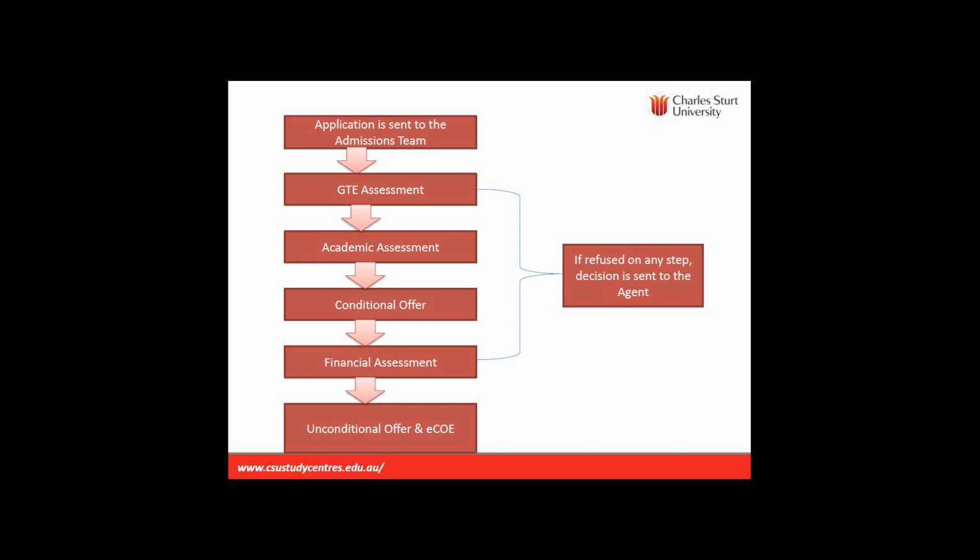Then it comes to academic assessment. The admission team will look into the GPA and the IELTS or TOEFL score, to estimate the academic level of a candidate. Once it's done, then it comes to the conditional offer stage. GTE is fine, the student is approved, academic assessment is done, and then the admission team issues the conditional offer. The student will get the conditional offer, the congratulation email, and it will be sent to you as an agent.